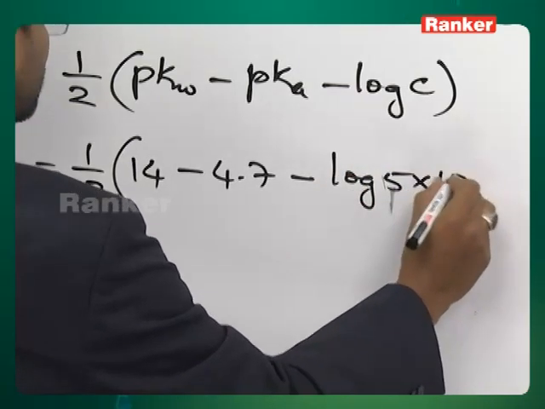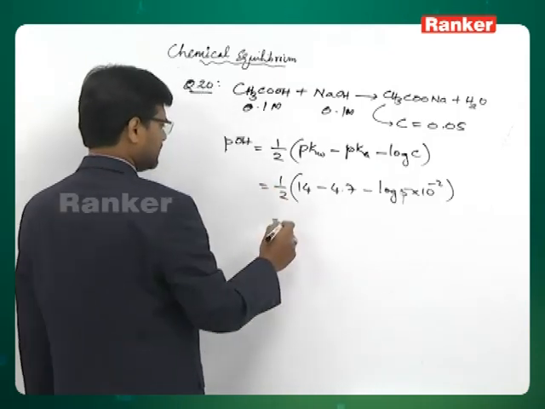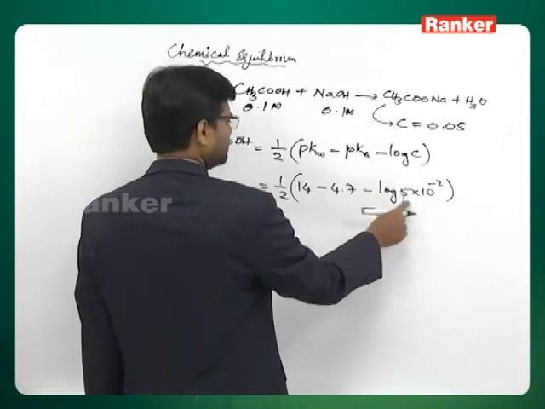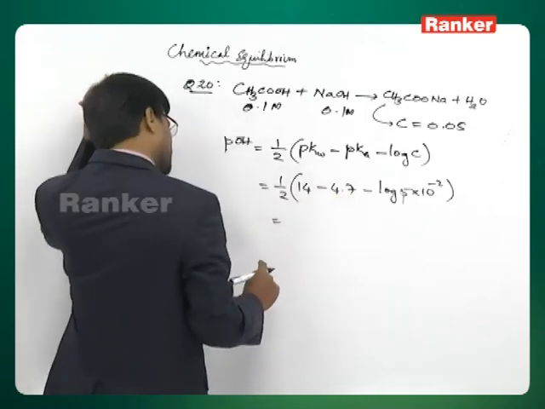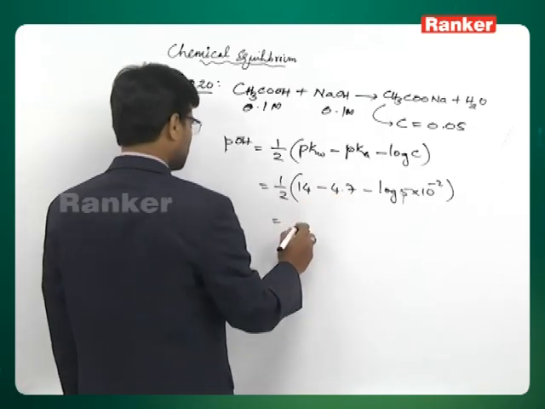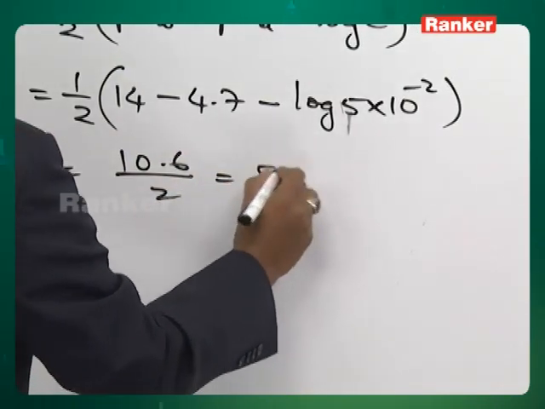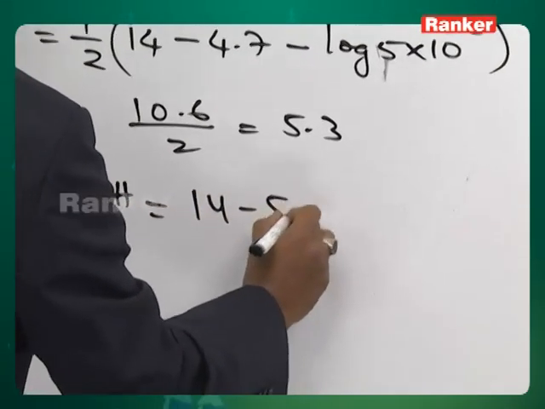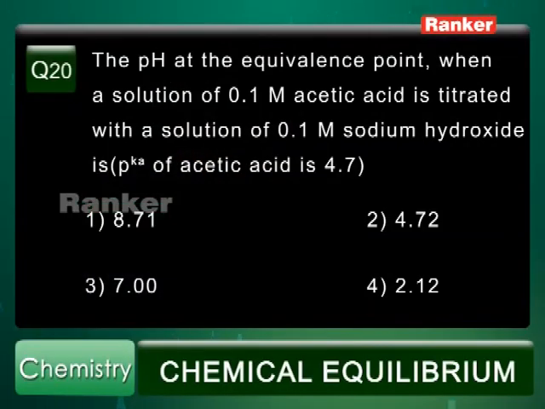5 into 10 raised to minus 2. So you get 14 minus 4.7. This becomes 1.3, and 14 minus 4.7 comes to 9.3, and it becomes 10.6. So 10.6 by 2, 5.3. So pH will be 14 minus 5.3. This comes to 8.7. So the correct answer is 8.71, first option.